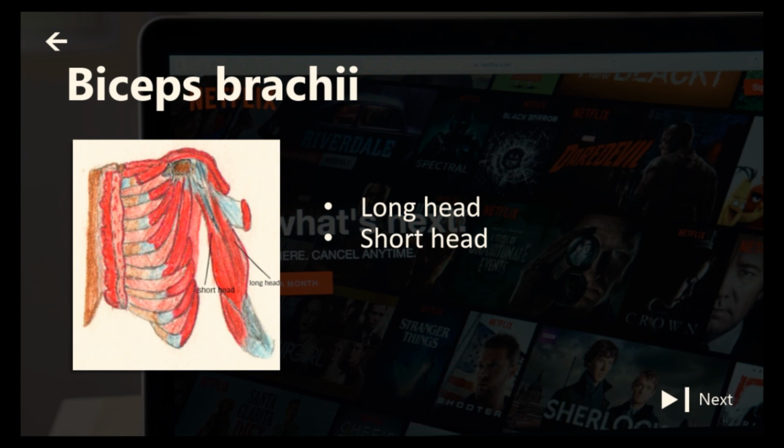The long head originates at the supraglenoid tubercle above the glenoid cavity of the scapula. It lies within the intracapsular space, but it still remains extra-synovial. The short head arises at the apex of the coracoid process of the scapula, where it partly blends with the origin tendon of the coracobrachialis.